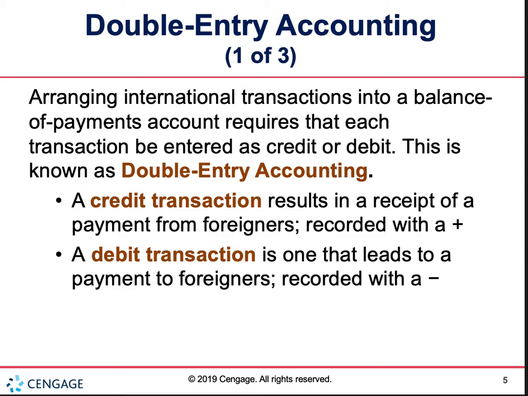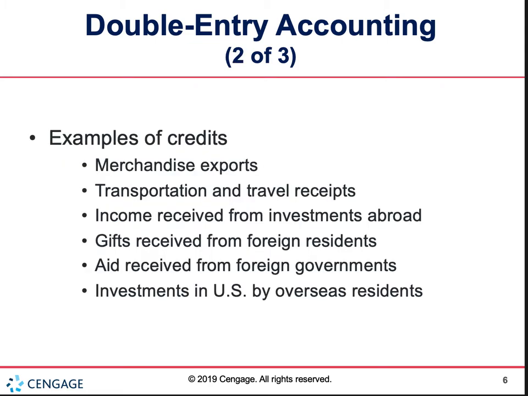So we're going to go over a couple examples of each. We'll talk about examples of credits first. Anytime you see any of these, you should know that they're credits: merchandise exports, transportation and travel receipts, income received from investments abroad. So if you invest in a country abroad and you get some form of payment in return, gifts received from foreign residents, aid received from foreign governments, and investments in U.S. by overseas residents. Those are all examples of credits.